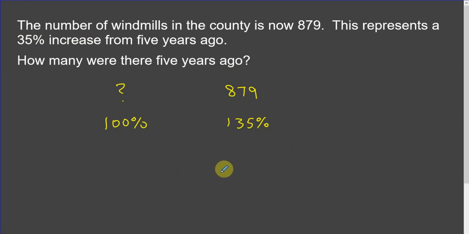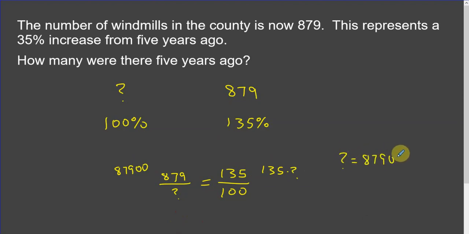Okay, so 135 out of 100. This is a case where our percent is more than 100, and that's okay. That just means it went up. And our unknown number goes with 100%. Our 879 goes with 135. And this is the proportion we solve. So 879 times 100, 135 times unknown. So the unknown is 87,900 divided by 135.